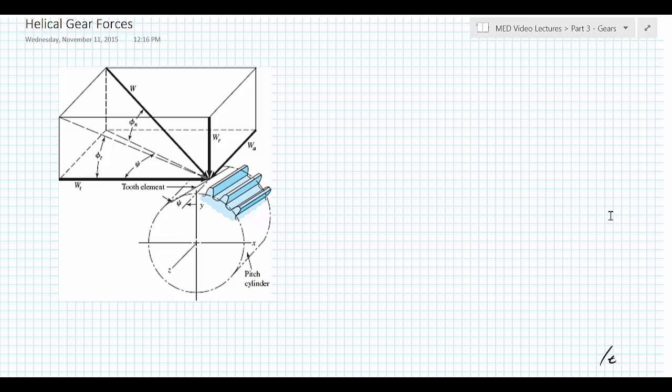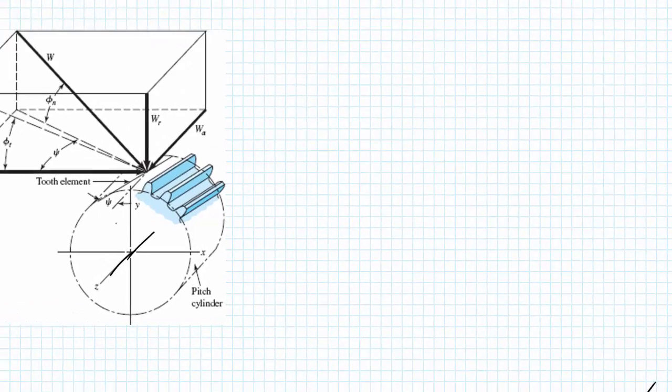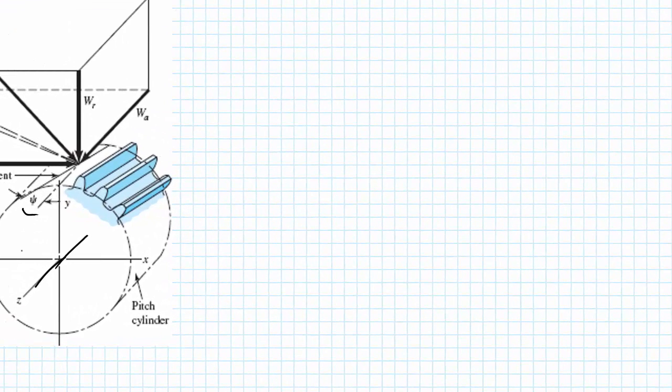Welcome back. In this video, we're going to be discussing helical gears and the forces that are transmitted through them. A helical gear is similar to a spur gear, except that the teeth are at a helical angle with respect to the central axis of the shaft. In this picture, Z is the central axis, the axis that goes through the hole in the middle of this gear, and there is some angle with respect to that, which is the helical angle.